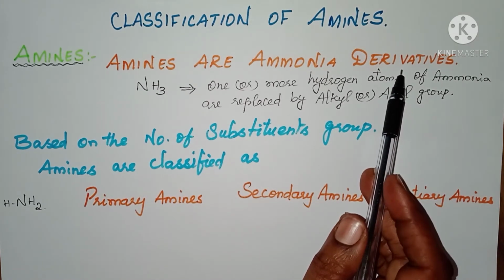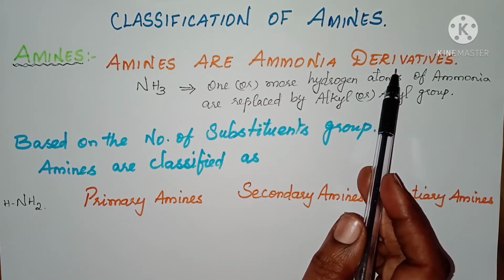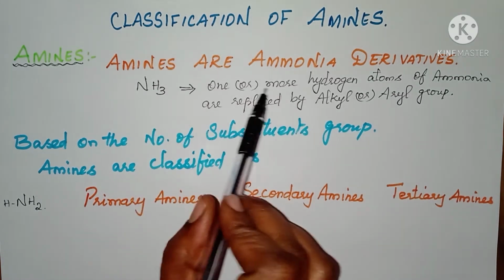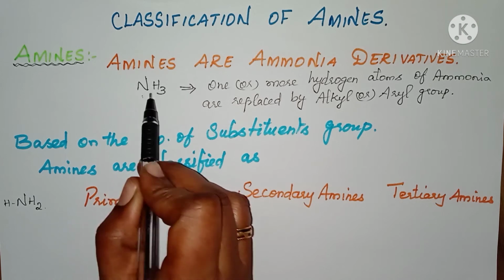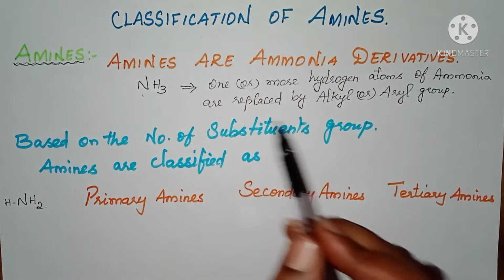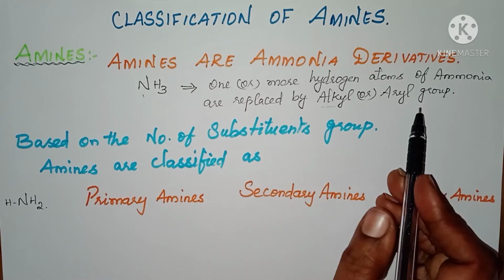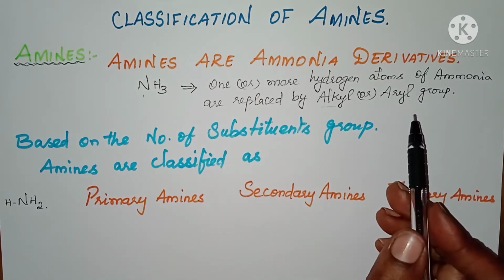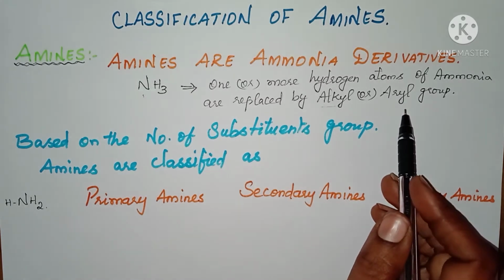Amines are ammonia derivatives. Already I have explained in aldehydes and ketones, that is reacting with amines. One part I have explained. Hope you remember. Just watch that video. Now, amines are ammonia derivatives. What is the molecular formula of ammonia? NH3. One or more hydrogen atoms of ammonia are replaced by alkyl or aryl group. Alkyl means CH3. Aryl means C6H5. Hope you remember those points.